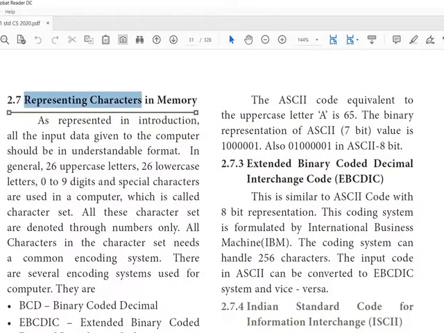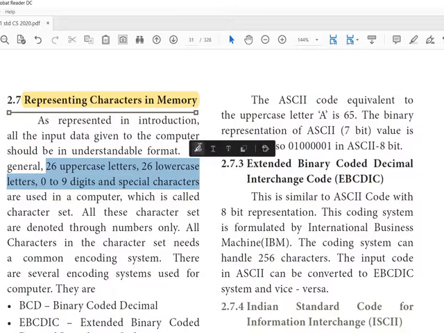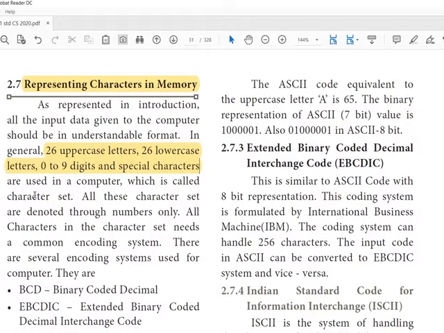So, representing characters in memory. As we know, all the content in the computer is in the form of digital, that means bits, 1010 format. As represented in the introduction, all the input data given to the computer should be in an understandable format. In general, 26 uppercase letters, 26 lowercase letters, and 109 digit and special characters are used. So, these are the keys present in the keyboard. Using the keys only, we are typing something and storing the content in the memory device. This is said to be the character set.